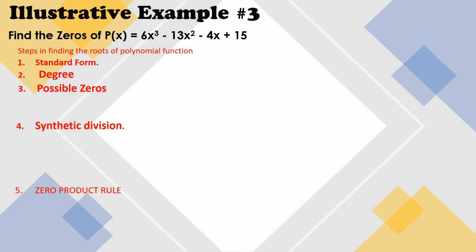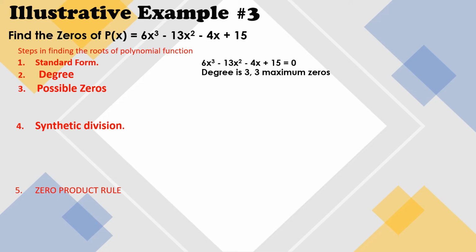Okay, so let's have our last example. Find the zeros of p of x equals 6x cubed minus 13x squared minus 4x plus 15. First, we arrange it, then equate it to 0. So we will have 6x cubed minus 13x squared minus 4x plus 15 equals 0. Then the degree is 3, so we're going to look for a maximum of 3 zeros. Then after this, we're going to look for the possible zeros.